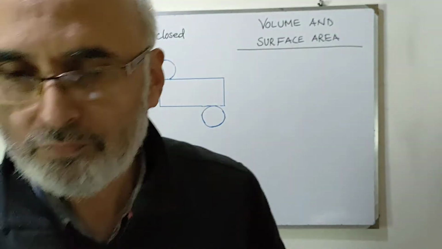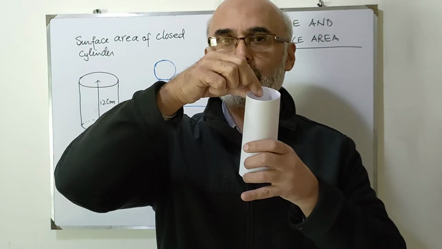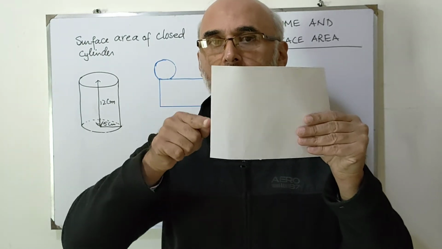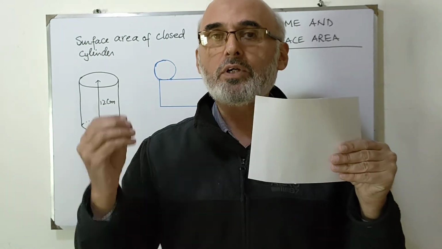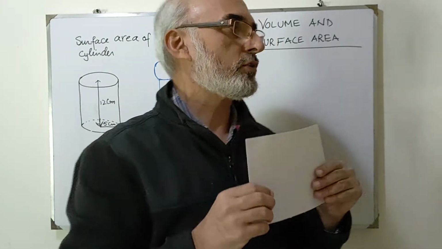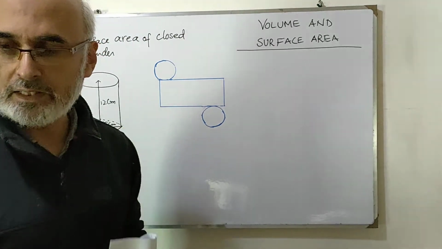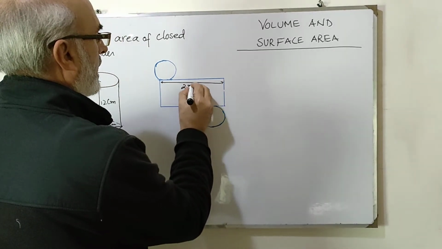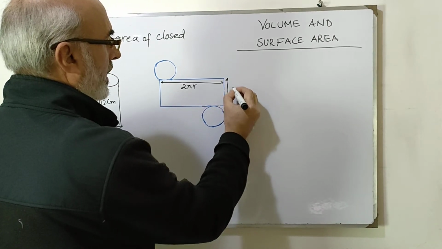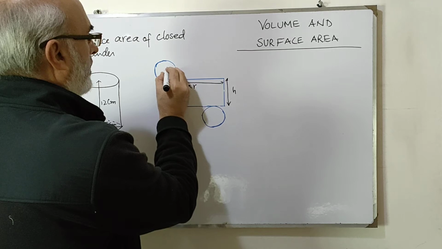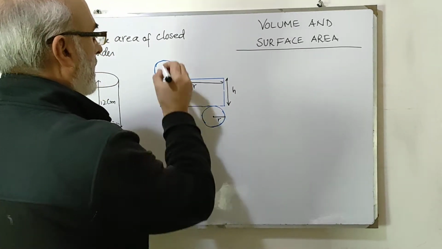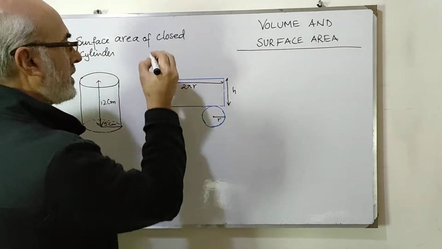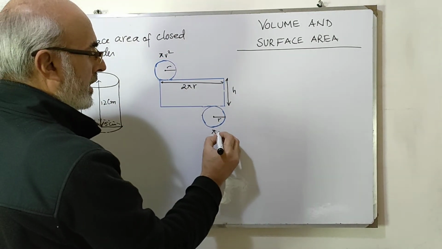Now, if we agree with this 2 pi r and h, I'm going to unfold this cylinder. What was this thing? 2 pi r. What was this thing? Height. So it's a rectangle, and the area is 2 pi r into h. From here to here is our 2 pi r. This thing is our height, h. For these we have radius. We are going to have the area of this rectangle as 2 pi r h, and for the area of this circle and this circle, pi r square, pi r square.